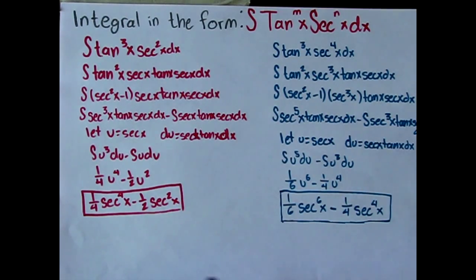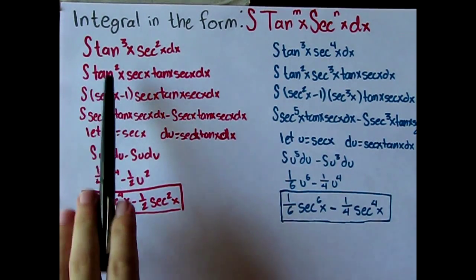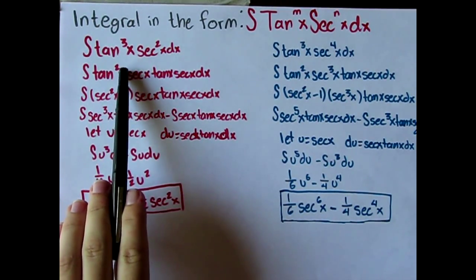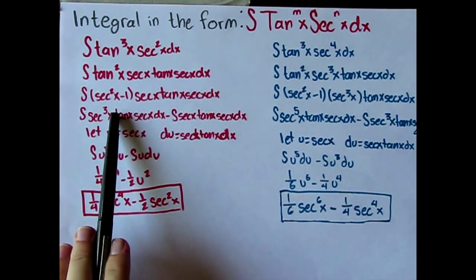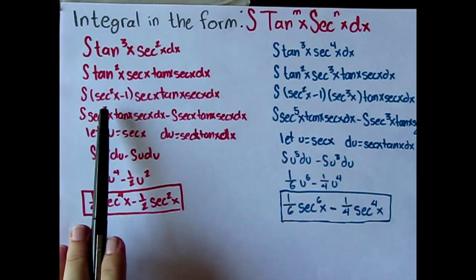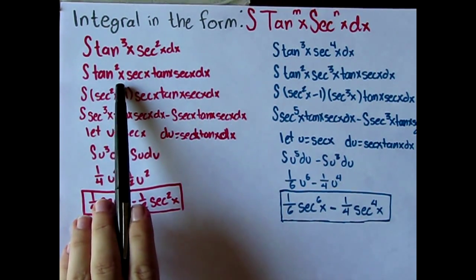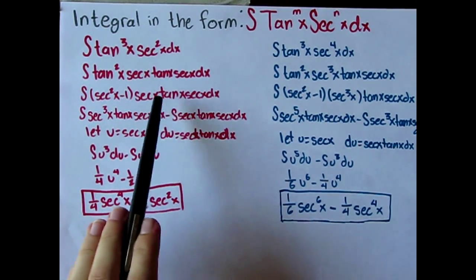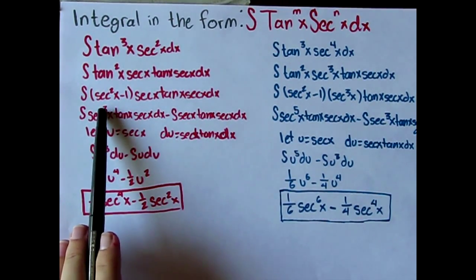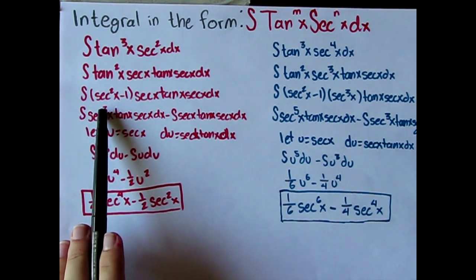So I have a couple examples to show you guys. The first one is an example of case 1. It's the integral of tan cubed x times secant squared x dx. And since tangent cubed is an odd exponent, what you're going to do is factor out a tangent and a secant x. So you're going to have the integral of tangent squared x times secant x times tangent x times secant x dx.